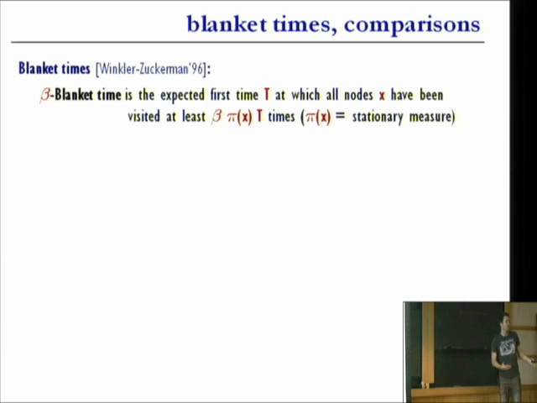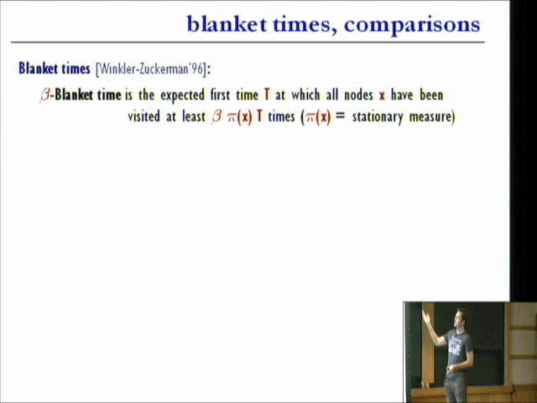So the beta blanket time is the first time t at which every node has been visited at least, think about beta as a half, pi of x times t over 2 times, where pi of x is the stationary probability. At stationarity, I expect that every node should be visited pi of x times t times. The blanket time is the first time at which all the nodes have been well enveloped by this random walk up to some factor beta of what you expect at stationarity. It's obvious that the blanket time is bigger than the cover time. I can't blanket the nodes until I've covered them. This is, of course, the point of the name.